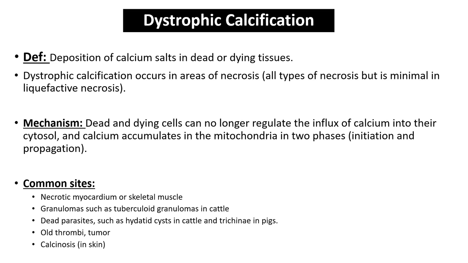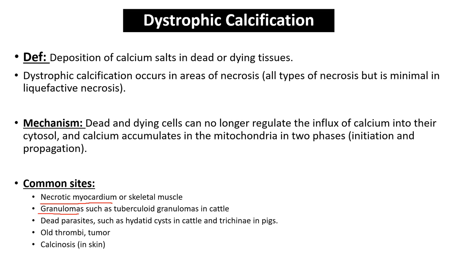The mechanism is that the dead or dying cells can't regulate the influx of calcium into the cytosol, and calcium accumulates in the mitochondria in two phases we're going to discuss in the next slide. But basically, dystrophic calcification happens in certain sites, for example, in necrotic myocardium or skeletal muscle, or granulomas. We discussed granuloma before.